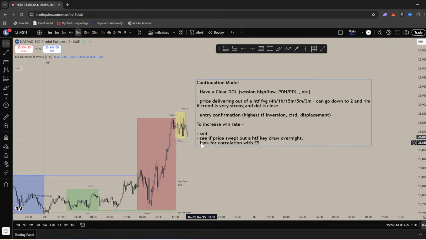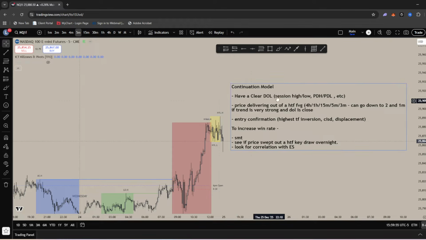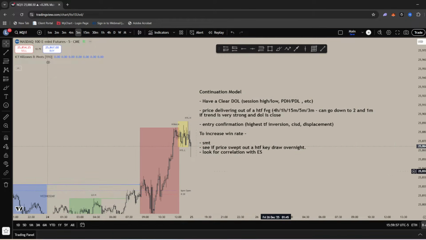So number one, again, you're going to need a clear draw on liquidity, which is going to be a session high. So it could be like London high, London low, Asia high, Asia low, previous day high, previous day low, New York PM high, New York PM low, whatever. Just a clear draw. Then you're going to want to see price delivering and respecting out of a higher time frame fair value gap.